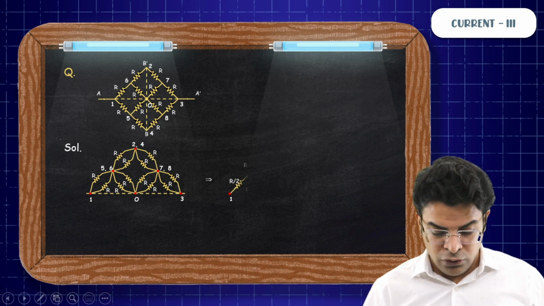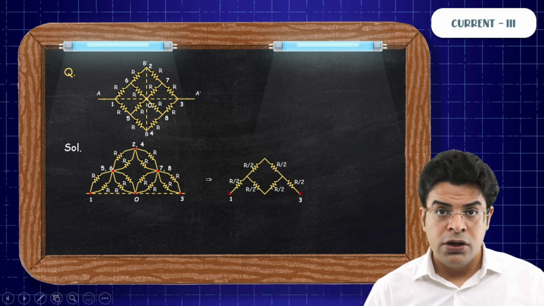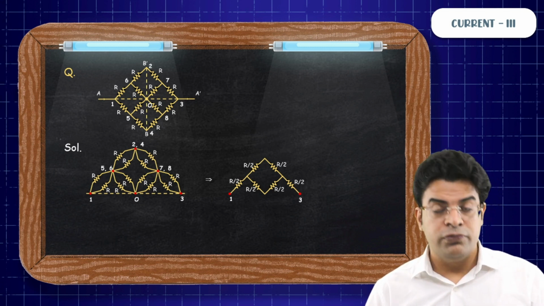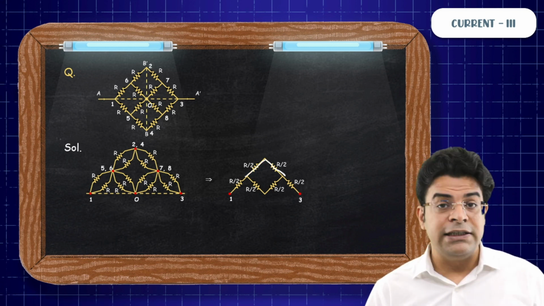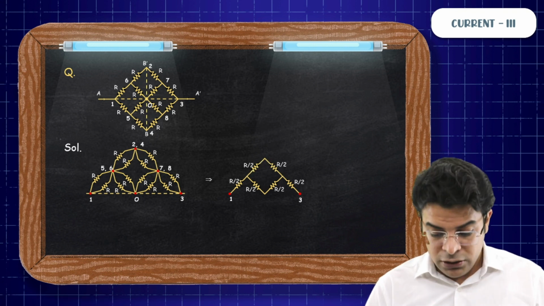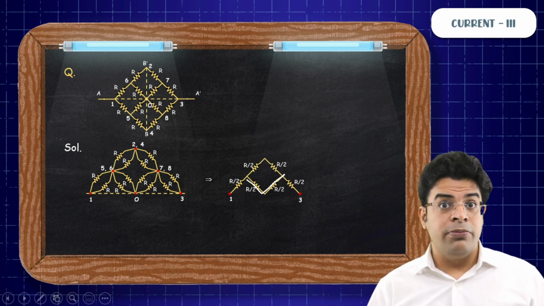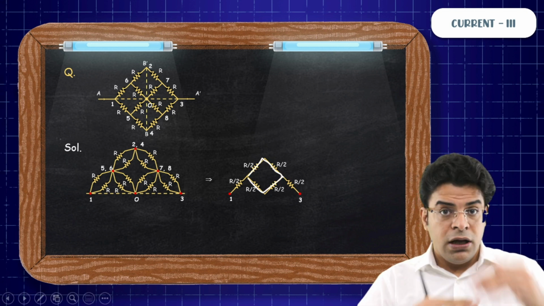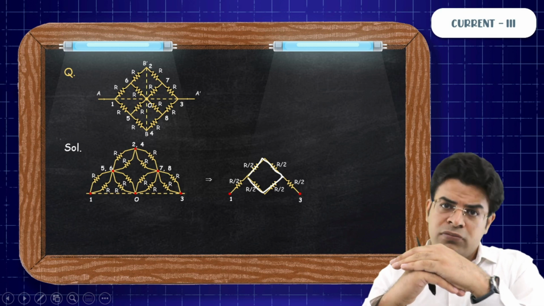So once you do that, you get this type of circuit. Now you have got R by 2, R by 2, R by 2, R by 2, R by 2, R by 2. These two R by 2s in series become R. These two R by 2 in series becomes R. And R parallel R, R parallel R again give you R by 2.